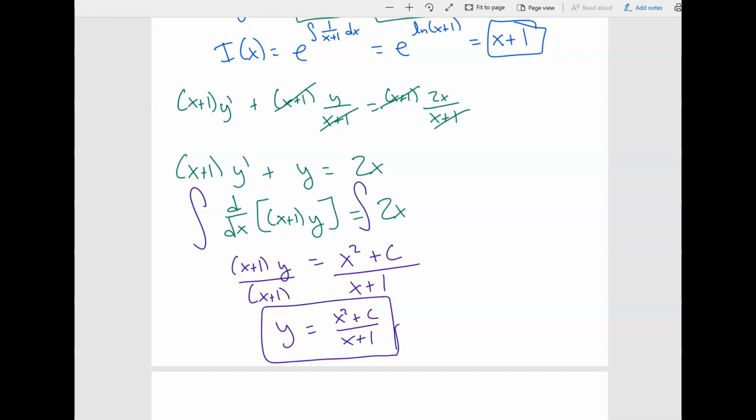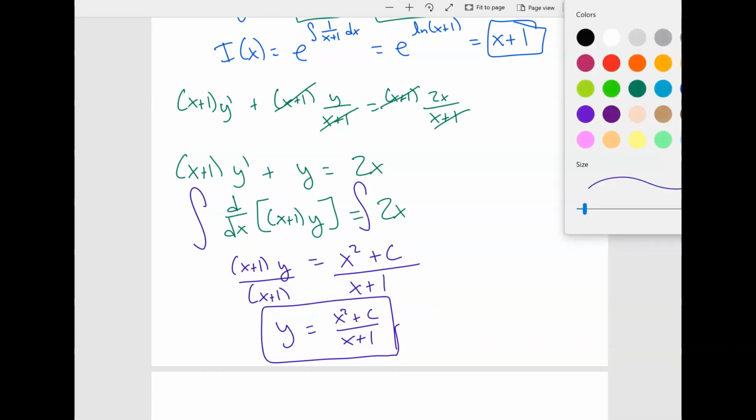Again, I didn't have an initial condition, so I don't have to solve for the value of C. Okay, now let's do part C.